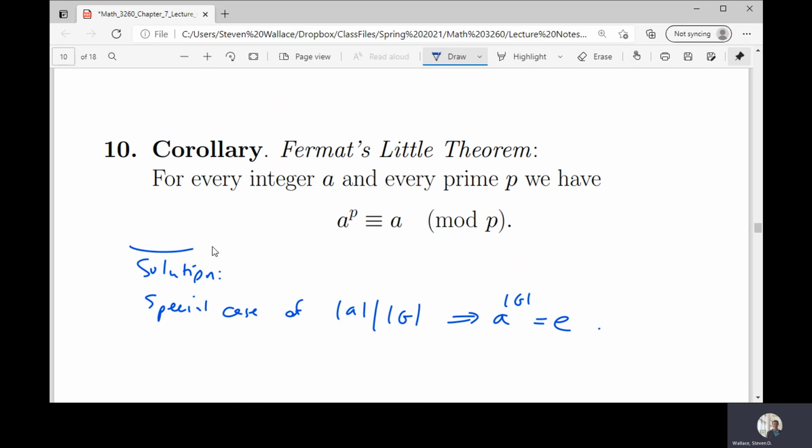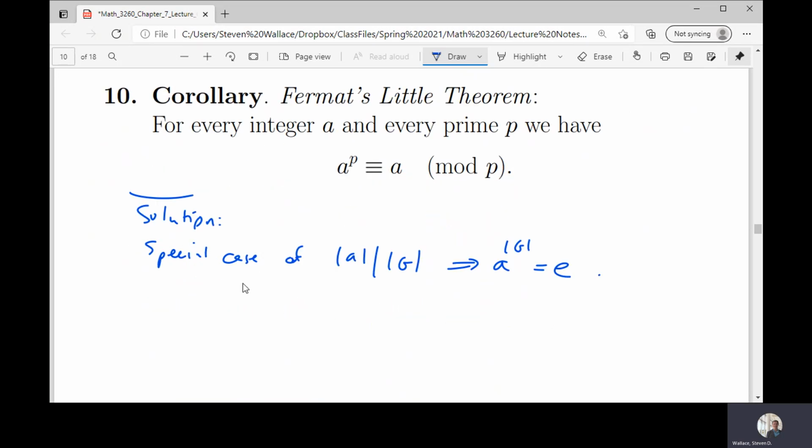So this means that the order of G is equal to the order of A times the index of the subgroup generated by A. Okay, and so this means that A to the order of G is equal to A to the order of A times this index thing. And so that's got to be the identity.